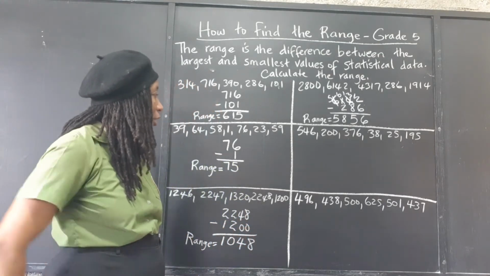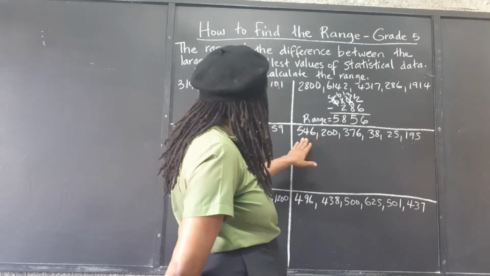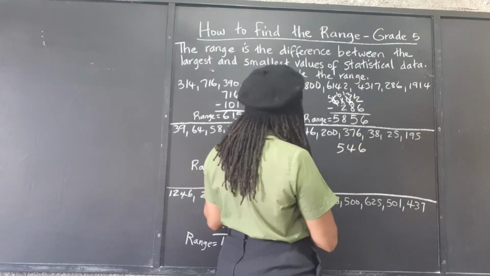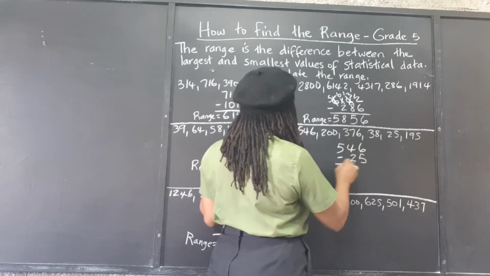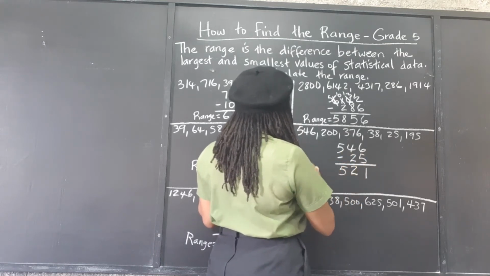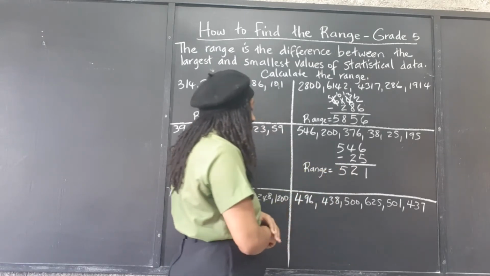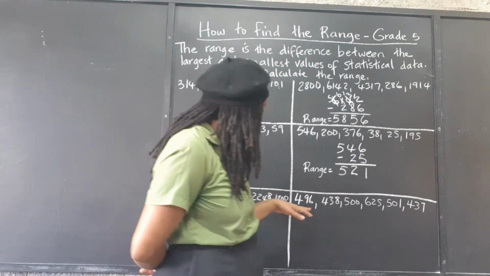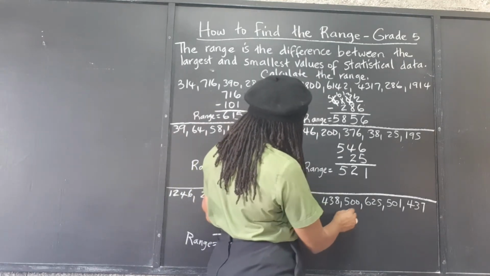Alright, our next set of data, the biggest value here is 546. The smallest value is the 25. So that's 1, 2, 5. And that is the range. 521.